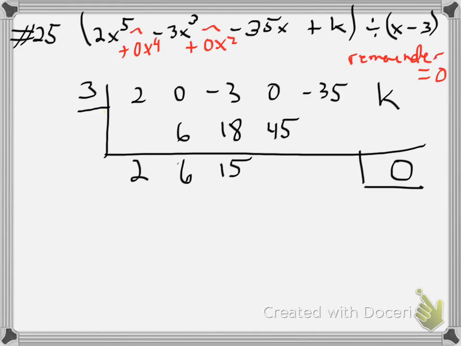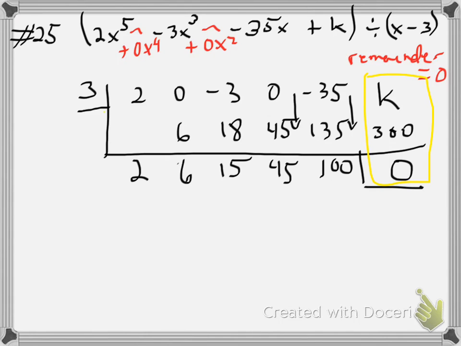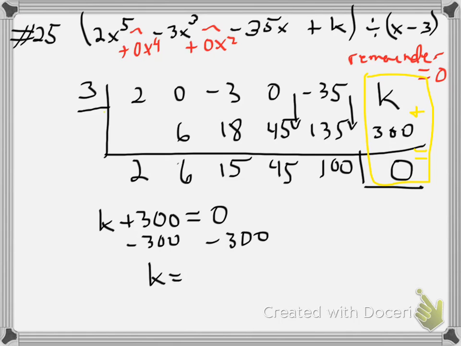I'm going to add down again. 0 plus 45 is 45. 3 times 45 is 135. When I add down here, I get 100. So now I'm going to get 300 here. So remember, this is my equation I got to figure out. There's a plus sign here and an equal sign here. So I just need to solve that equation. K plus 300 equals 0. Turns out K is negative 300.